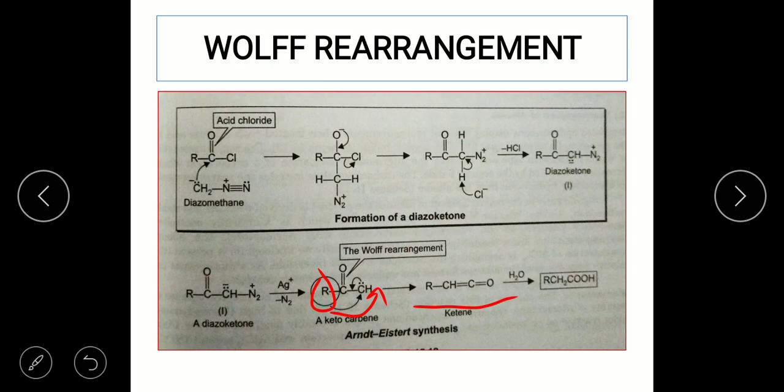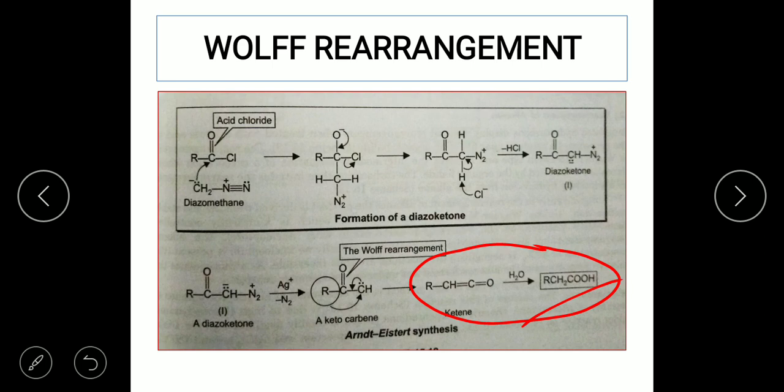Ketene is nothing but a carbon atom which has a double bond to oxygen and to the adjacent carbon atom. So this is the formation of the ketene. Now this ketene on hydrolysis is going to give rise to the carboxylic acid. Now this mechanism, that is how the ketene forms a carboxylic acid on hydrolysis, I have written in a sheet and attached in the Google Classroom that you can just go through.